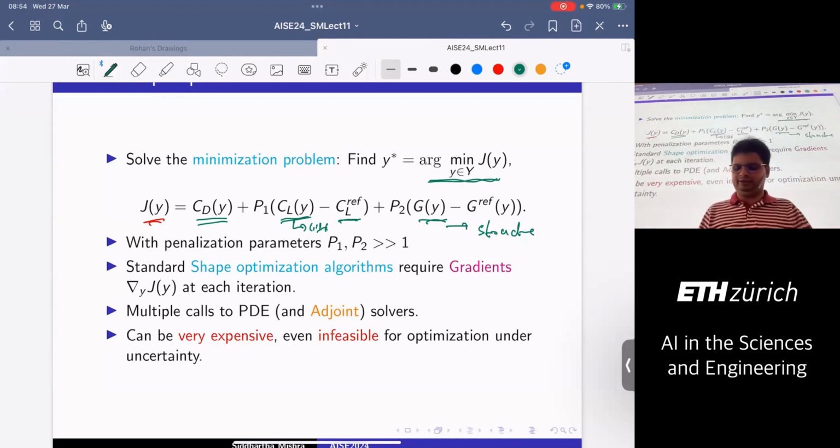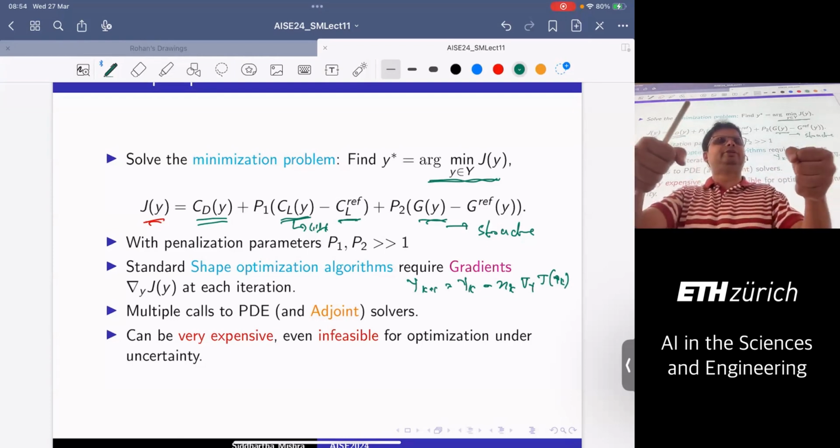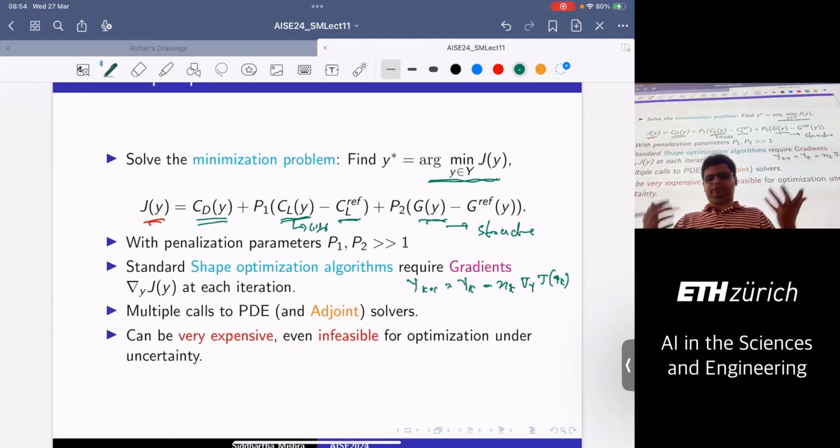And you know what gradient descent is. How many times have we written it? This would be y_{k+1} equals y_k minus some learning rate times the gradient with respect to y of J of y_k, right? So you need gradients. You take the gradients and you move in the direction of the negative gradient, and eventually it will converge at least to a local minimum. Now the problem is, how do I compute my gradients? Okay, so now this is the hard part. How do you compute the gradients?